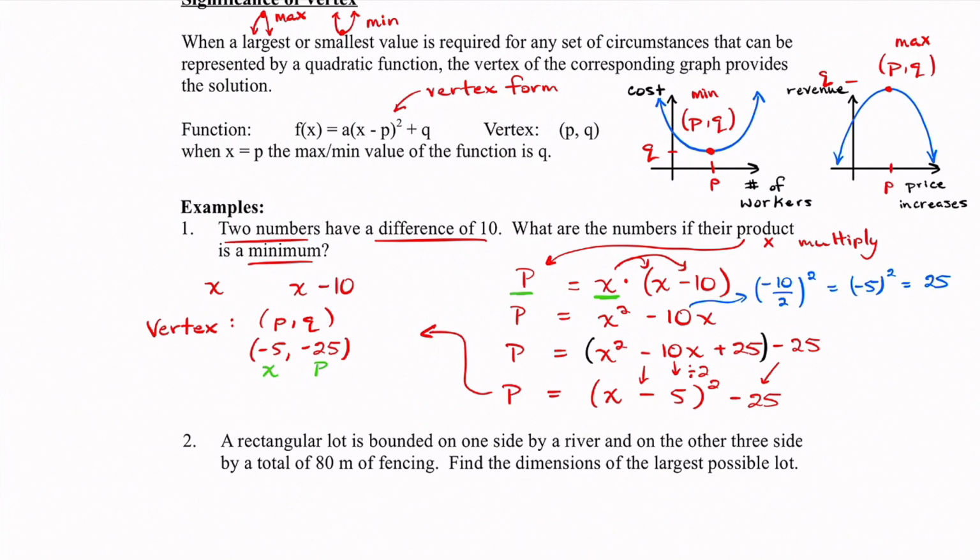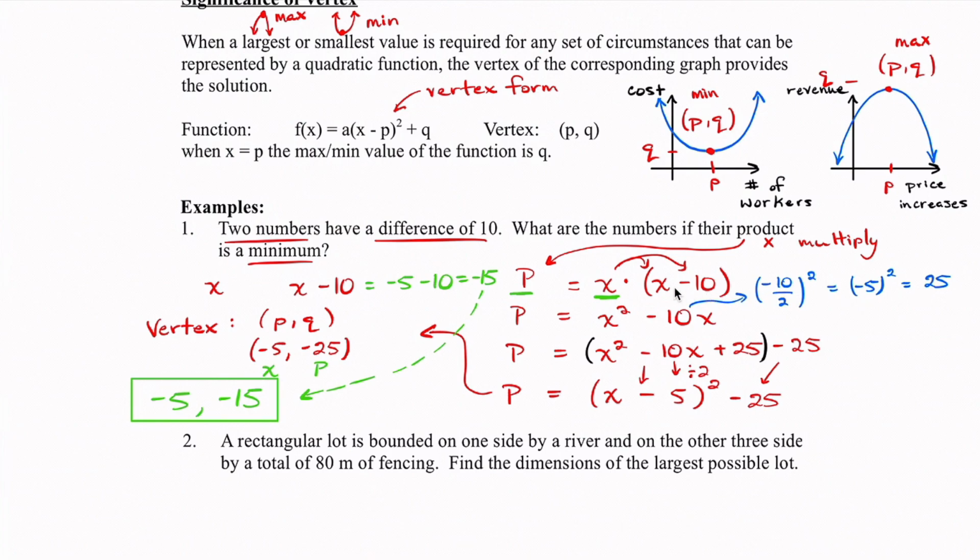So one number is negative 5. For the other number, I'm going to have to use this right here. It's going to be taking the other number we got, negative 5, and then minus 10. So that's going to give us negative 15. So our two numbers are negative 5 and negative 15. Again, to get this number, I had to plug it into that first little expression that I had made.